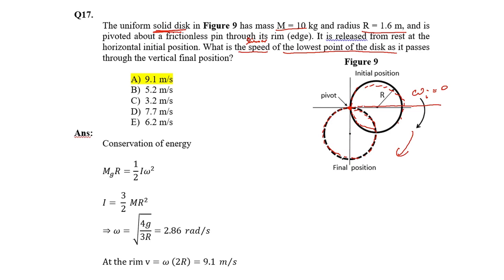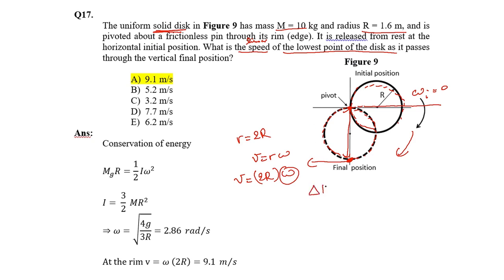The question is, what is the speed of the lowest point? What is V here? Okay. Of course, V here will be R omega. R being the distance between this point and the pivot point. So R here is 2 times the radius. So V will be 2 times the radius multiplied by omega. Okay. Now the question is, what is omega? Well, that's what I have to calculate.